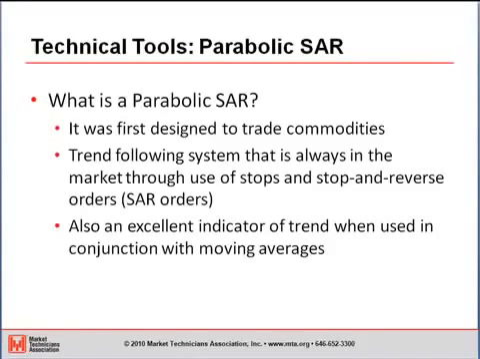It is basically a trend-following system that is always in the market through the use of stops and stop and reverse orders. By that, what that means is you buy long a stock or a commodity, and let's say we'll buy long at a price of 10, for example, and you put an order to sell 2 units in at 9. That's your stop and reverse. So when the market falls, if the market falls, your long goes away at 9 and you're in a short position in the market.